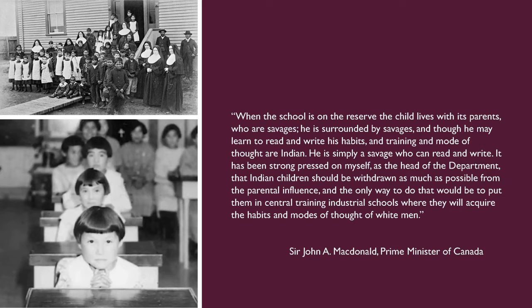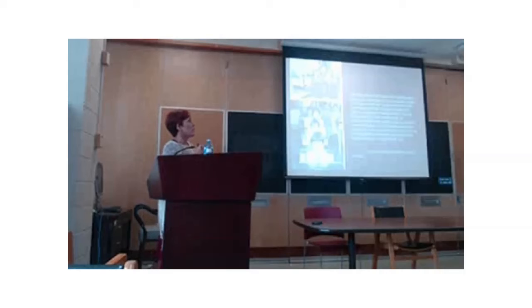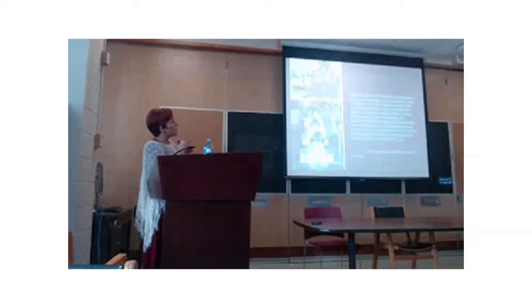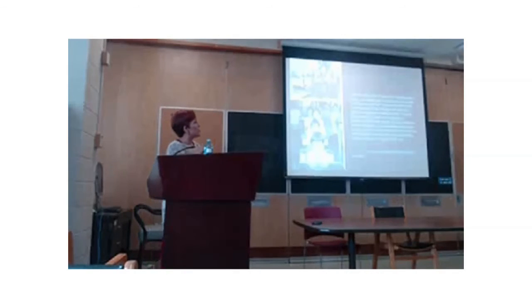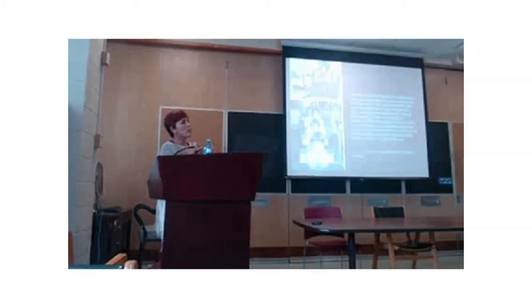When the school is on the reserve, the child lives with its parents who are savages. He is surrounded by savages, and though he may learn to read and write, his habits and training and mode of thought are Indian. He is simply a savage who can read and write. It's been a strong press on myself as the head of the department that Indian children should be withdrawn as much as possible from the parental influence, and the only way to do that would be to put them in central training industrial schools, where they will all acquire the habits and modes and thoughts of white men.